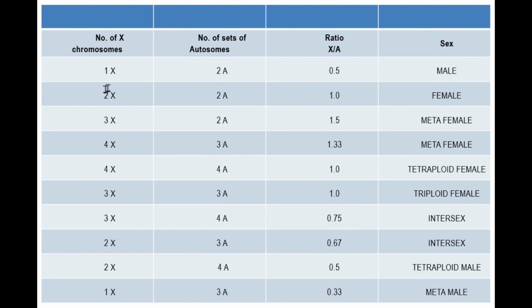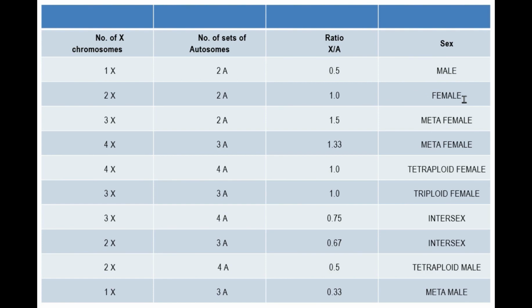Suppose this is a case, when zygote contains two X chromosomes and two sets of autosomes, a ratio between these two, that is 2X divided by two sets of autosomes, becomes 1.0, and this genetic constitution or genetic strength leads into the expression of femaleness in Drosophila. This is a normal female.